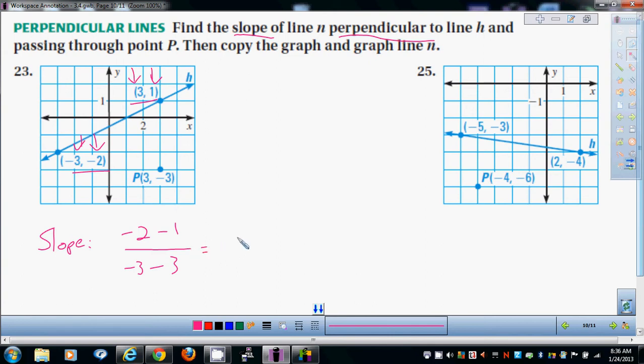What would be perpendicular to 1/2? What's perpendicular to +1/2? Yeah, you do. Flip it and change the sign. What's opposite of positive? Negative. And what's opposite of 1/2? -2/1. Boom. There's your perpendicular slope.